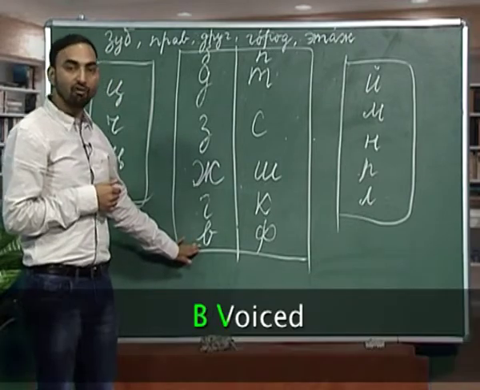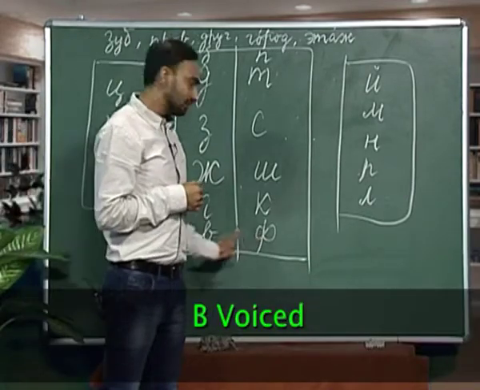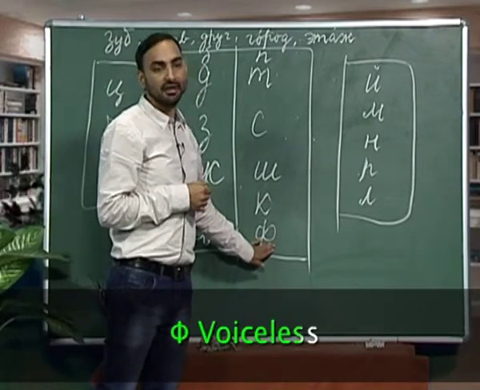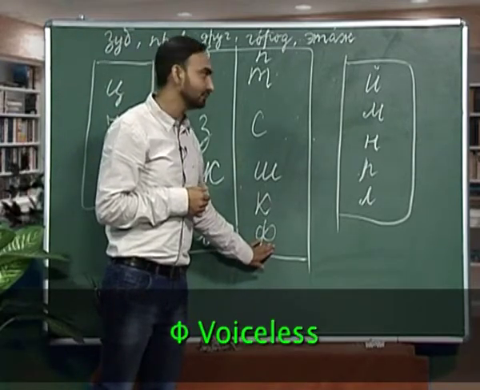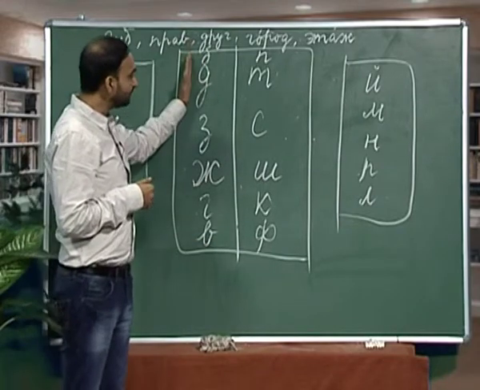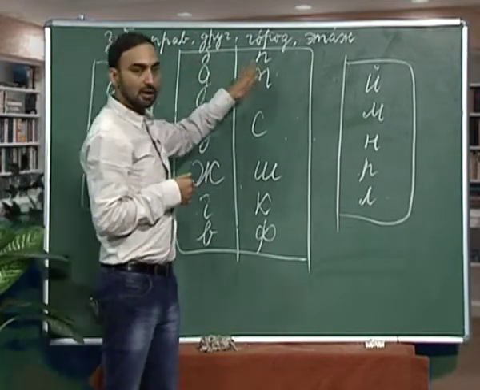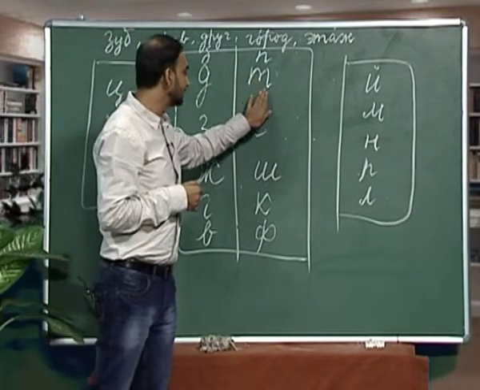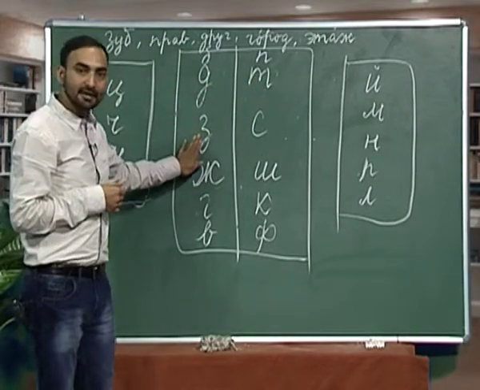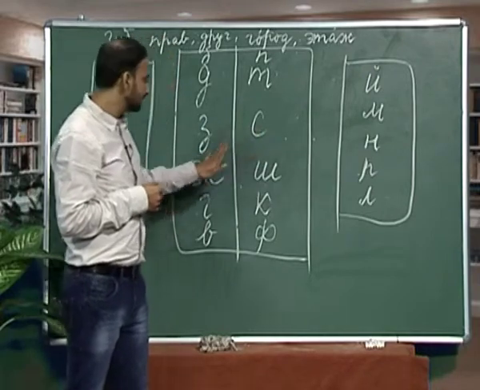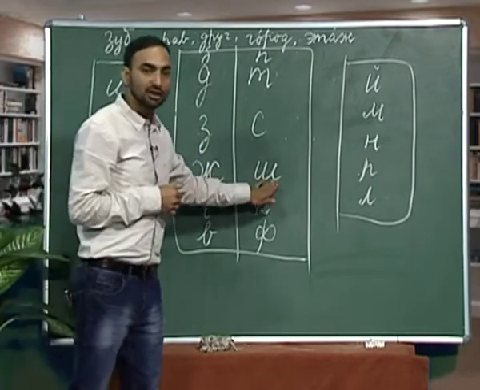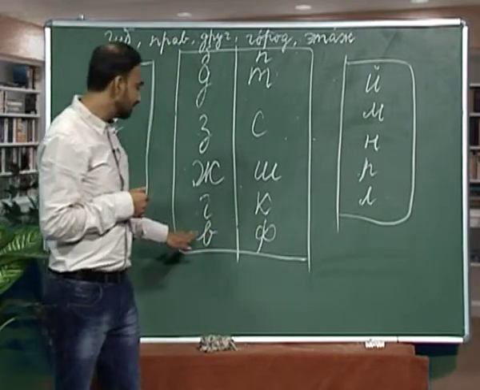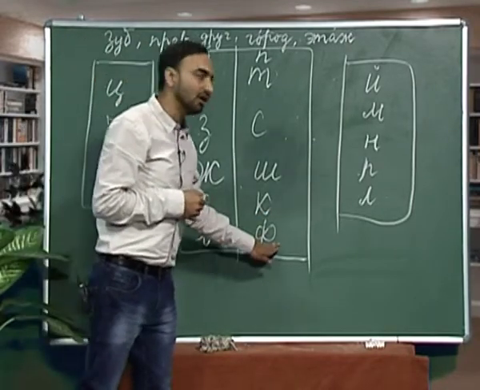Next is V, which is voiced, and F is its voiceless counterpart. So, let us repeat them once again: B, P, D, T, Z, S, Zh, Sh, G, K, V, F.